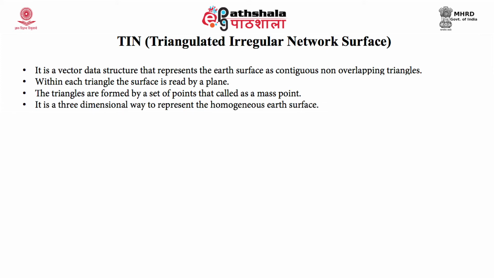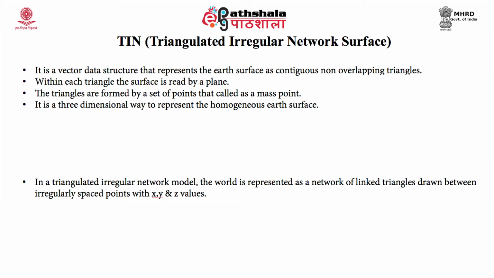It is a three-dimensional way to represent the heterogeneous Earth surface, because when we talk about the Earth surface, there are different kinds of features. So these features can be accurately represented in the form of TIN, which is triangulated irregular network surface. In a triangulated irregular network model, the world is represented as a network of linked triangles drawn between irregularly spaced points with x, y, and z values. Now x and y represent the longitude and latitude, and z represents the elevation value. TINs are an efficient way to store and analyze surfaces.